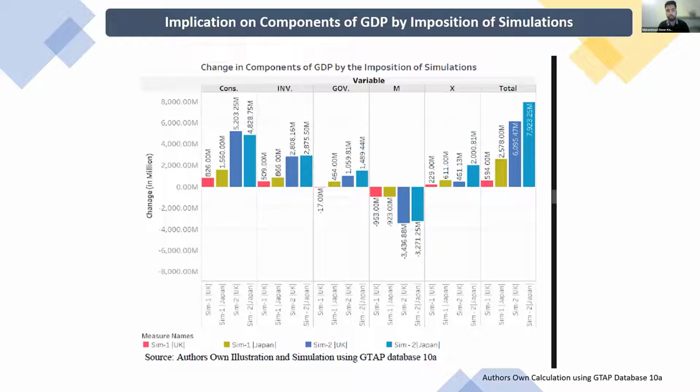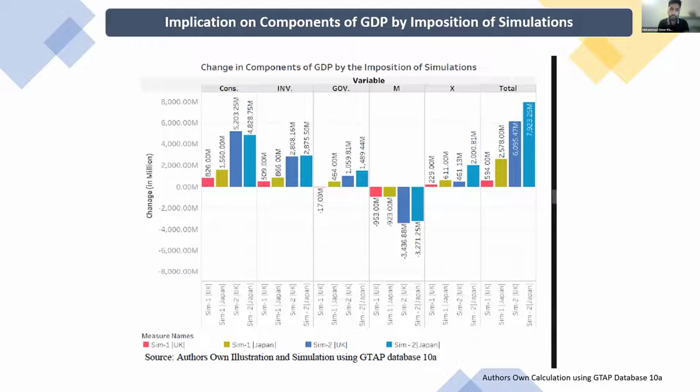The difference between investment for both cases is gigantic and marvelous. If we look into simulation 1 UK's investment and simulation 2 UK's investment, there is a difference of almost 1200, approximately 1200 to 1300 million, and at the same time there is a difference of about 1000 or 1500, more than 1500 million for Japan. I'm not that sure about it because it would be calculated through a calculator.